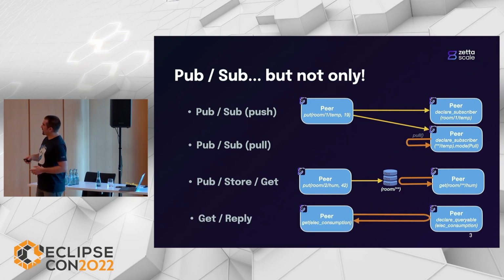Because we have a get-reply mechanism in Zenoh, you can also use it to implement on-demand queryables. These are queryables that you implement yourself and reply with your own values, possibly computed on demand for a request. With this mechanism, you can also build an RPC, remote procedure call, mechanism with Zenoh. All of this in the same single middleware.